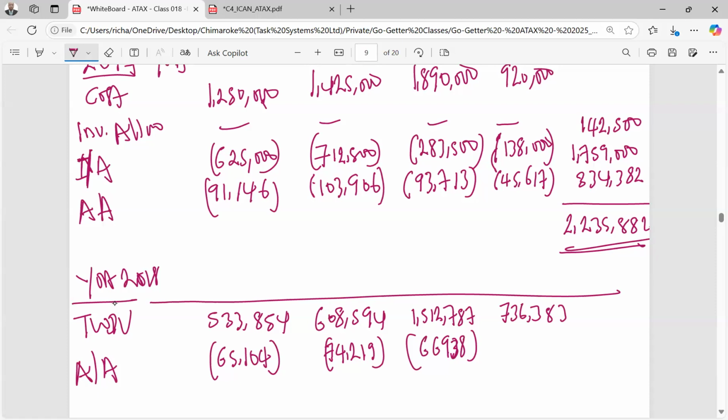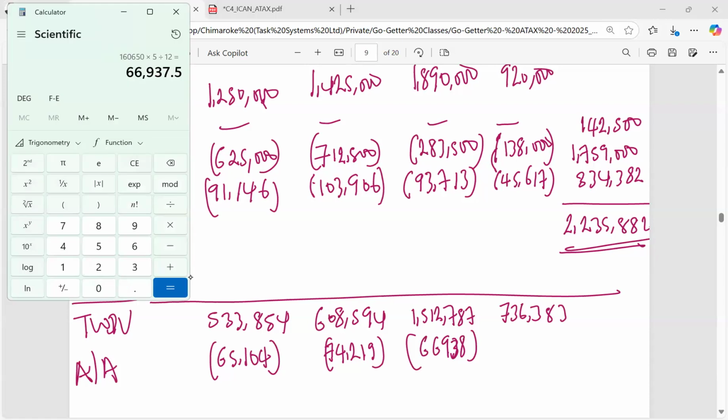Okay. Now the next one here is going to give us 920,000 minus 138,000. That gives us 782,000, which is going to be divided by 10 years to give us 78,200. We are going to look for 5 months out of 12. That will give us 32,583.